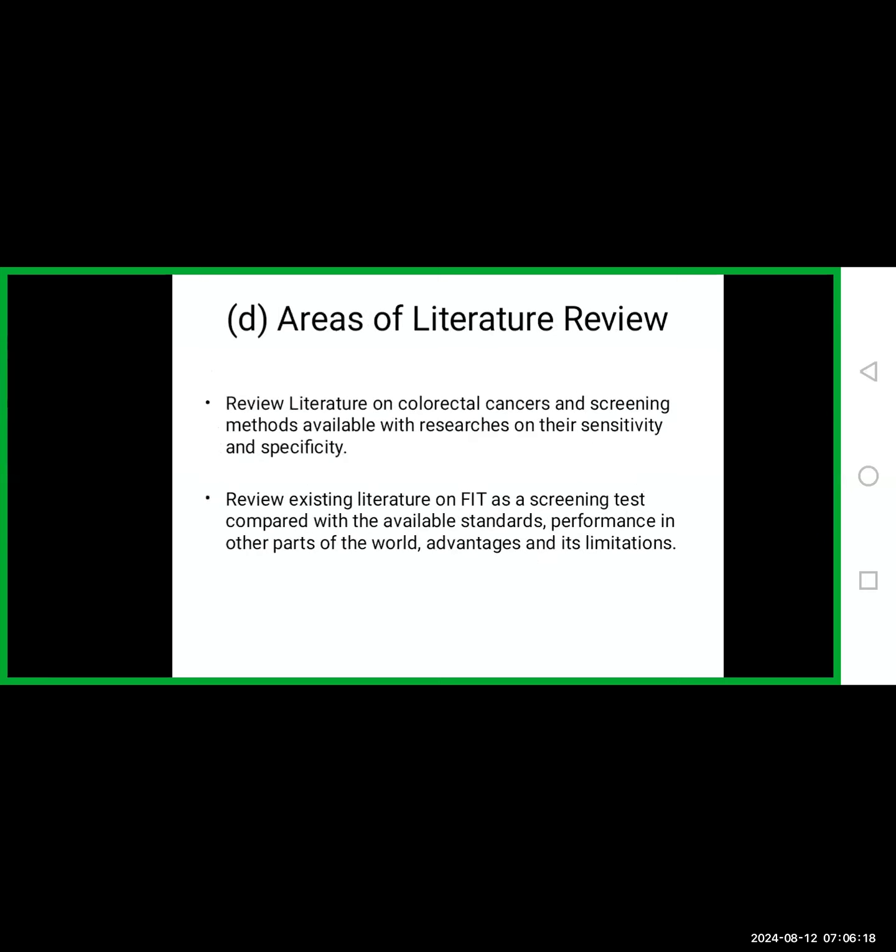Next slide, please. Areas of literature review will be review literature on colorectal cancers and screening methods available with researches on their sensitivity and specificity. Review existing literature on fecal immunohistochemistry test as a screening test compared with the available standards, their performance in other parts of the world, advantages and its limitations. Next slide.